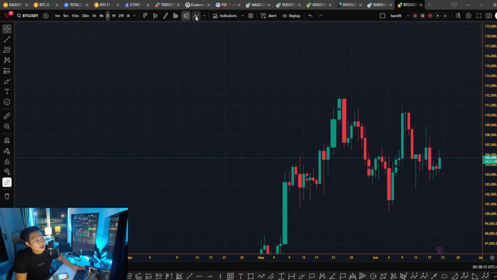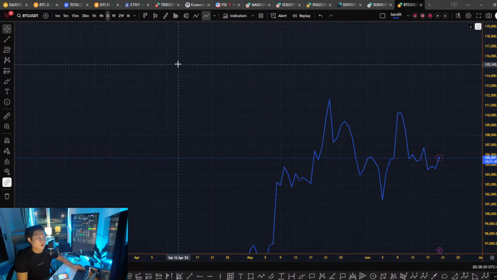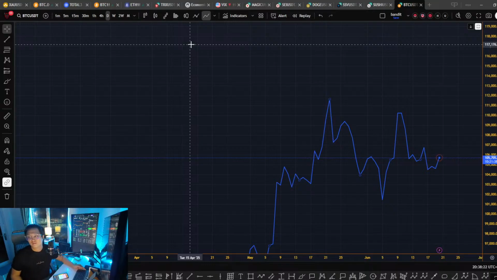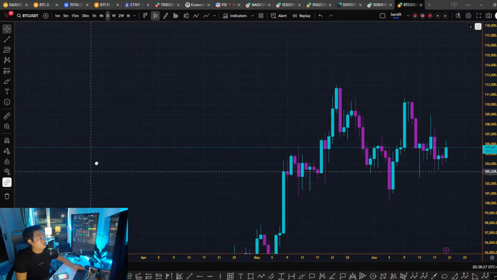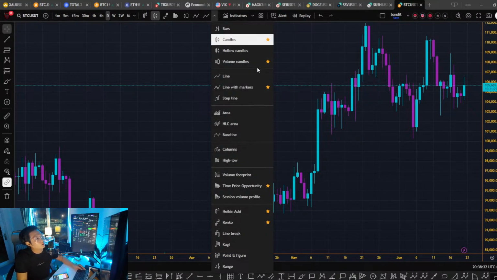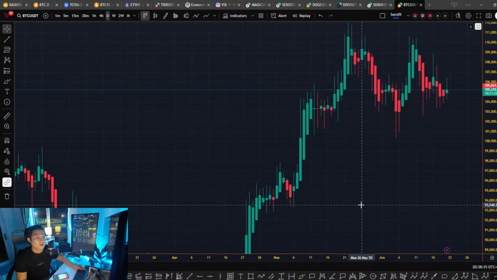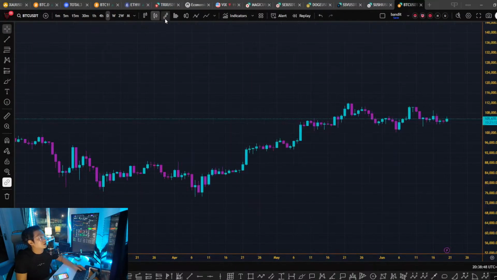Here we have bars, candles, volume candles, and lines, and they're all different. Usually people use the Japanese candlestick, or some people use what's called Heikin Ashi because it's more clear. It's just a body and a wick: green is up, red is down. But today, since we're talking about Keyline, we're just going to talk about candlesticks.